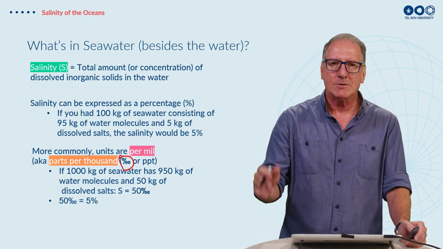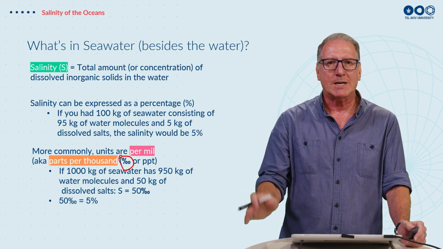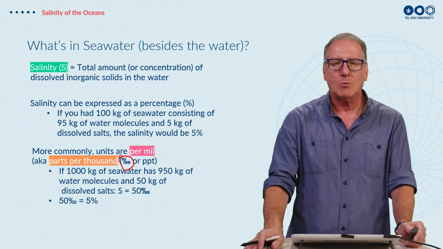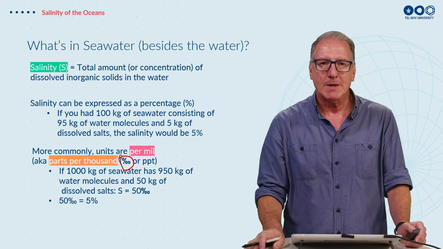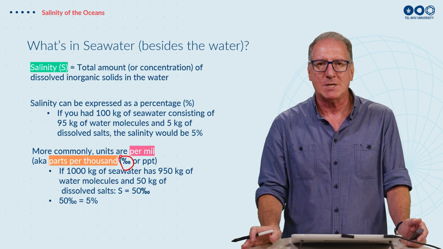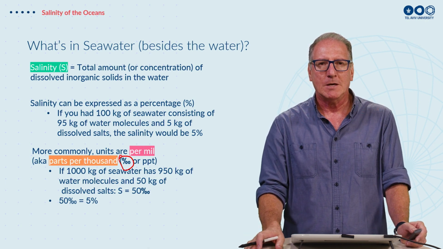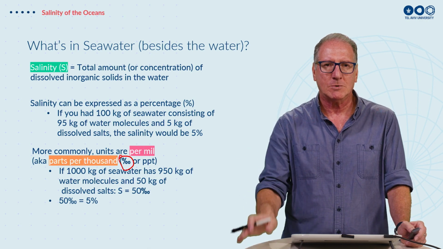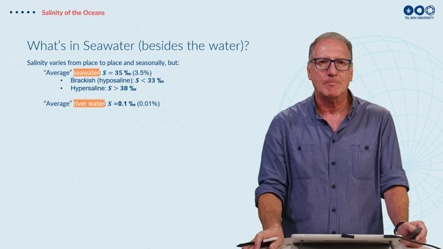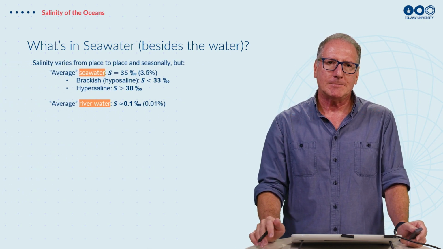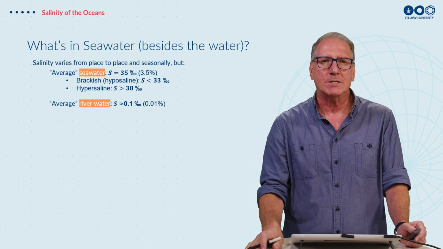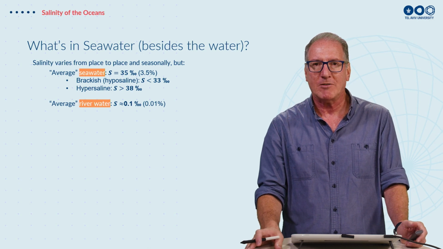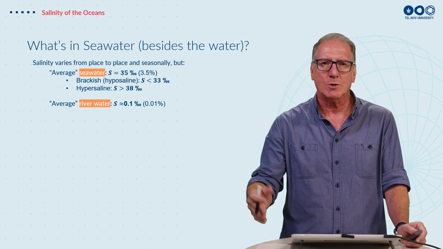Here, if we have, say, 1,000 kilograms of seawater with 950 kilograms of pure water and 50 kilograms of dissolved salts, then we say that the salinity is 50 per mil. And 50 per mil is the same as saying 5%. 5% of the water is salt. So generally, talking about salinity, we use per mil and not percentage, but you can convert from one to the other fairly easily. If we look at the oceans, the average salinity of the ocean water is around 35 per mil, which means 3.5%. 3.5% of the seawater is salt.